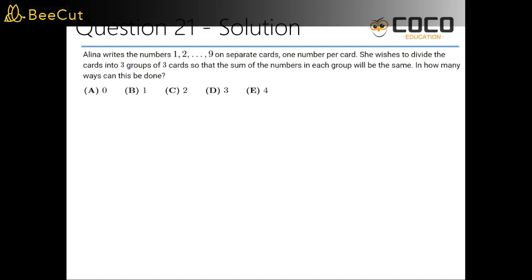So we have the numbers from 1 to 9. They are written on separate cards. And she wishes to divide the cards into 3 groups so that the sum of each group is the same. First, we can find out the sum from 1 to 9. That equals 45. So we know that the sum of one group will be 45 divided by 3, which equals 15.